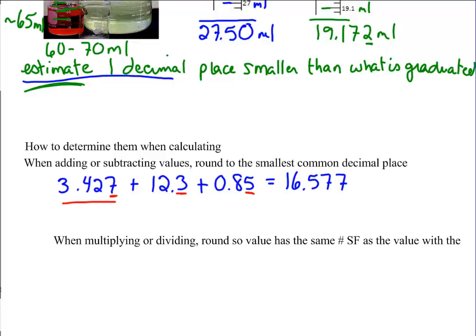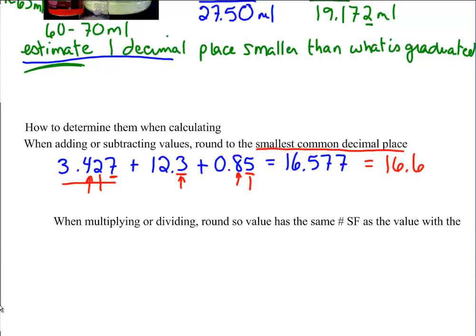I've got two of them, this one and this one, that go to hundredths, but the middle one does not, so I can't stop there. All three of them, however, have a digit in the tenths place, so that is going to be my smallest common decimal place, and so I have to round my answer to that. So I'm going to have 16.6 because I'm rounding 0.577 to 0.6. So when I'm adding or subtracting, that's how I deal with sig figs.